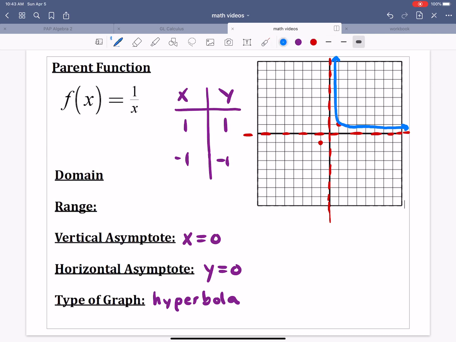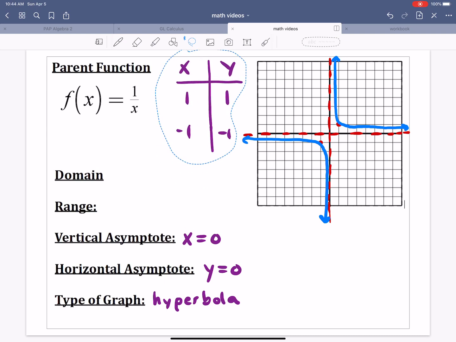Okay, now the second branch is going to be over here in quadrant 3, and it's going to be the exact same shape because they're symmetrical. Okay, and again, remember that the asymptotes are like magnets. So the end of that branch gets infinitely closer to that asymptote, but it never actually touches.